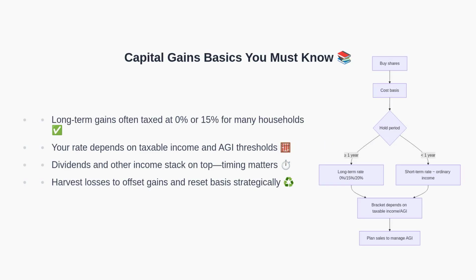To navigate taxes, remember that gains are taxed based on how long you held the asset. Less than 1 year is short-term and is usually taxed at ordinary income rates. 1 year or more qualifies for long-term capital gains rates, which for many households can be 0 or 15%. Your actual rate depends on your taxable income and adjusted gross income, because these determine your bracket thresholds. Also, dividends and other income stack on top of gains, so the timing of sales matters. You can harvest losses to offset gains and improve future flexibility by resetting cost basis.